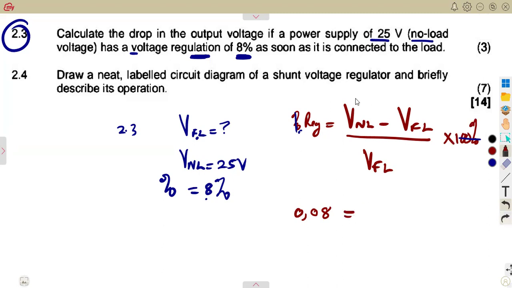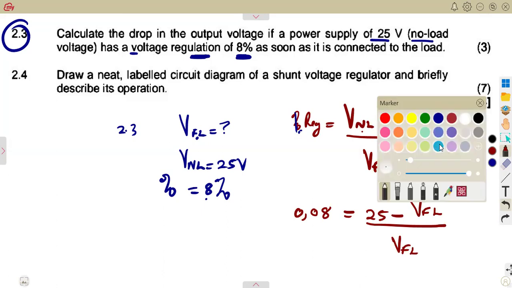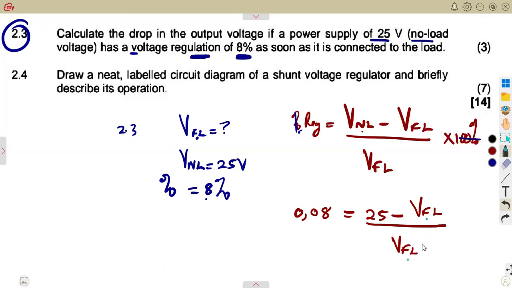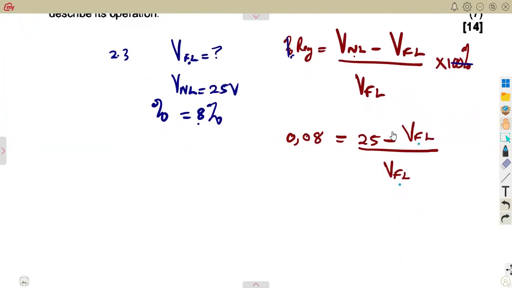So it is going to be equal to, at no load, V no load, which is given as 25, minus the voltage at full load, which is the one that we need to calculate, over the voltage at full load, which is the one that we need to calculate. So there is nothing to substitute for this. We have to calculate it. Substituting into the formula, how can we calculate our VF? We can simply solve this as an equation.